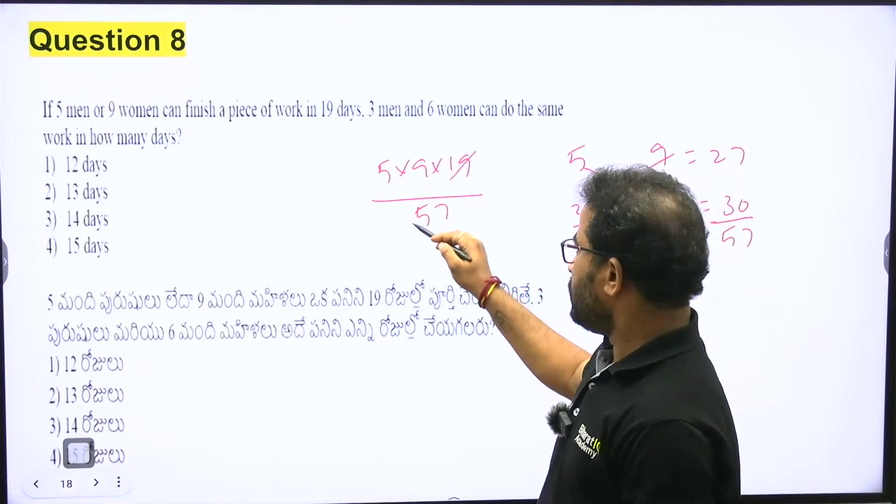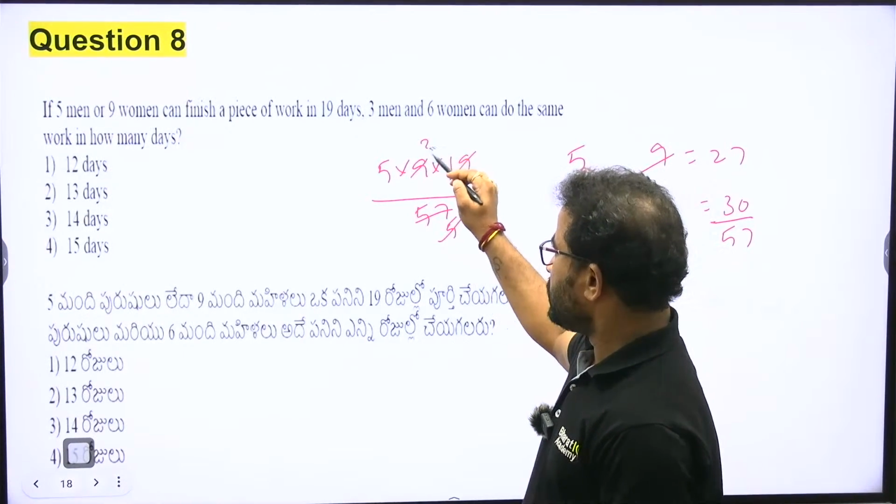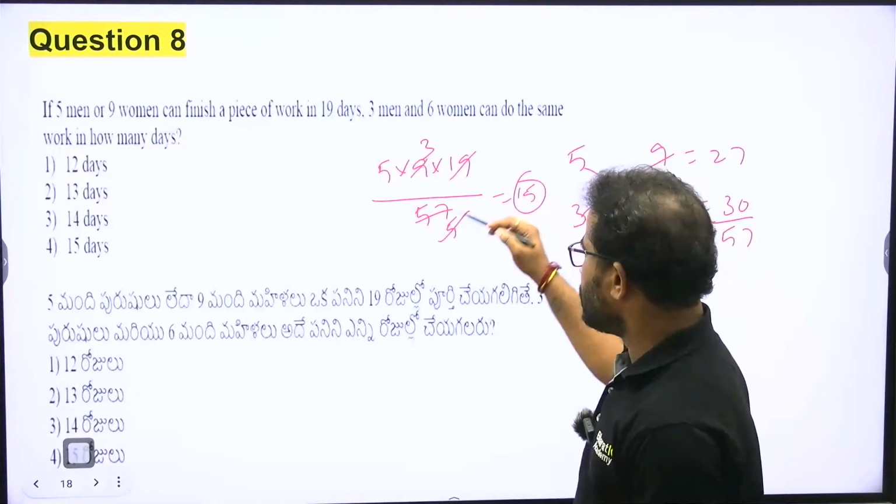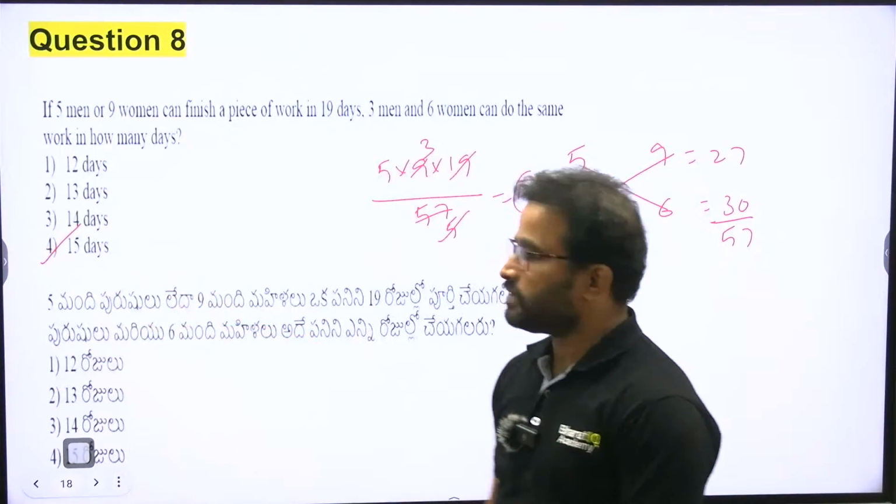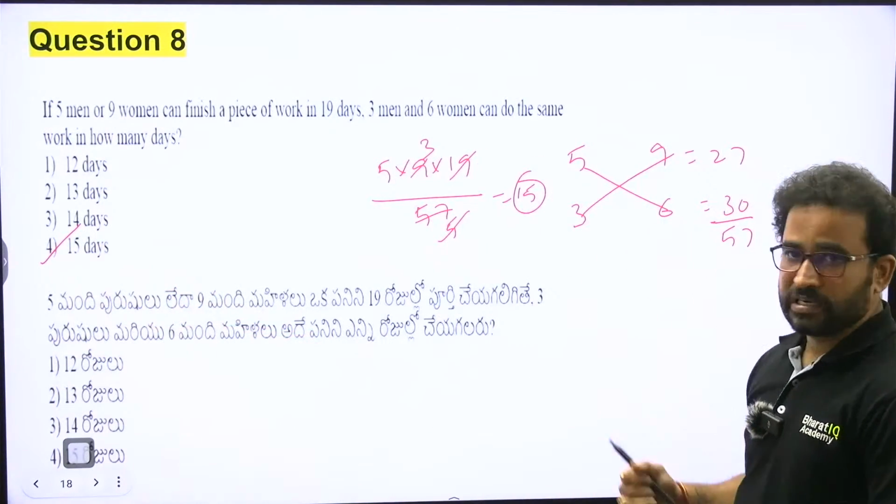You can write down 19 into 5s. Next, 3 3s are 9. So how many days are they taking? 15 days is the right answer. That's it. This is the simple shortcut method.